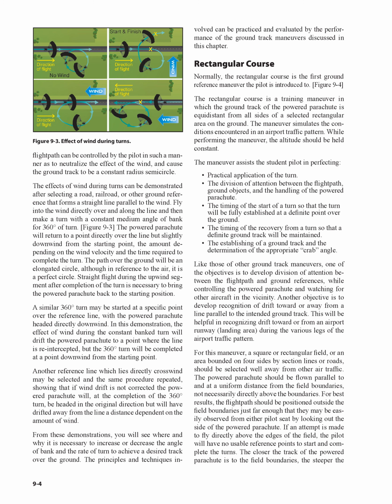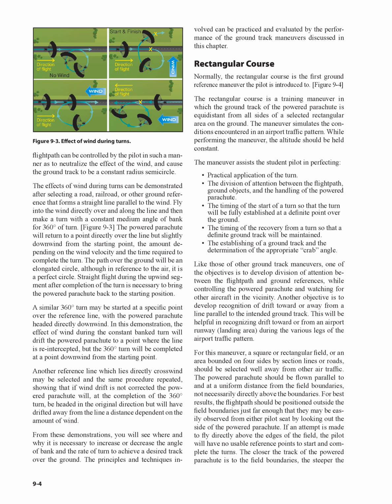the airport traffic pattern. For this maneuver, a square or a rectangular field, or an area bounded on four sides by section lines or roads, should be selected well away from other air traffic. The powered parachute should be flown parallel to and at a uniform distance from the field boundaries, not necessarily directly above the boundaries. For best results, the flight path should be positioned outside the field boundaries just far enough that they may be easily observed from either pilot seat by looking out the side of the powered parachute.